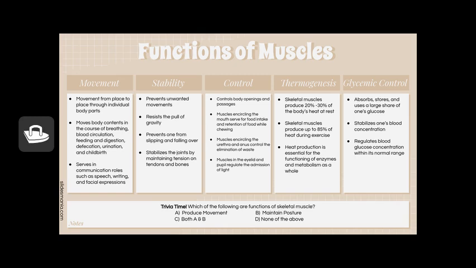So, after reviewing all of those facts really briefly, we just have a trivia time. Which of the following are functions of skeletal muscle? We have A, produces movement, B, maintains posture, C, both A and B, or D, none of the above. I will give you 5 seconds to think of your answer. And the answer is A, produces movement.